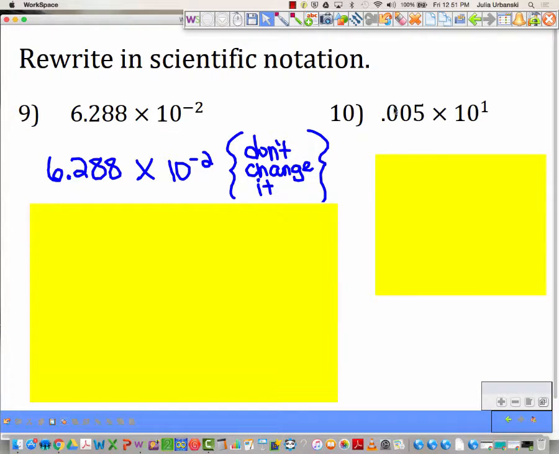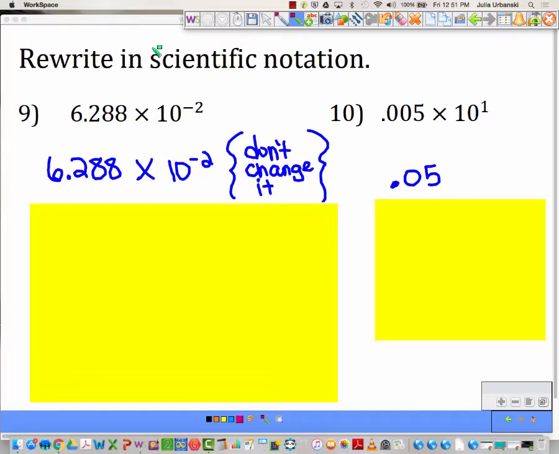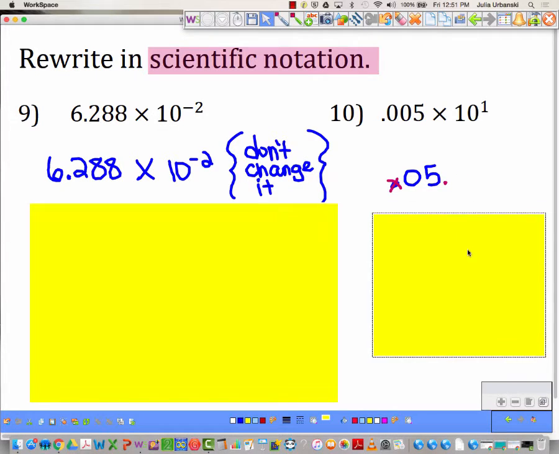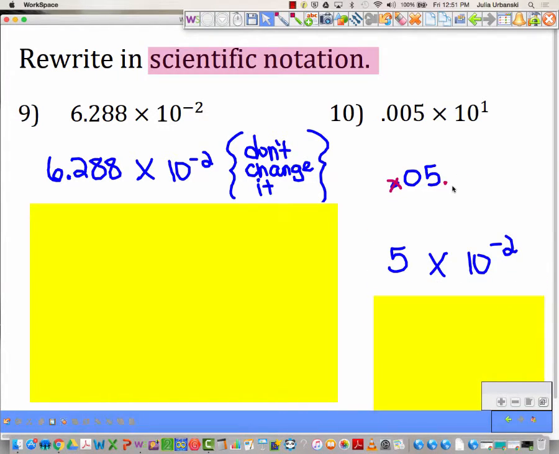So what we're going to do is, first of all, multiply by 10 to the power of 1, which is going to move the decimal to the right one place. So we would have 0.05. But then we have to write it in scientific notation. So we will put our X right there, and we will put our decimal right after the 5. And if you think about it, starting from this dot and going to the X, it would be to the left 2 places. So your final answer will be 5 times 10 to the negative 2.